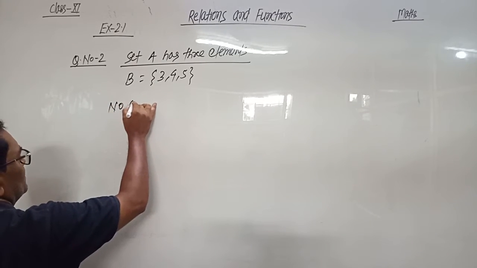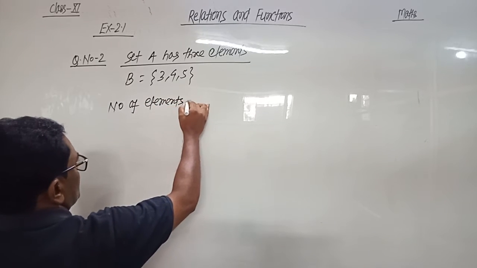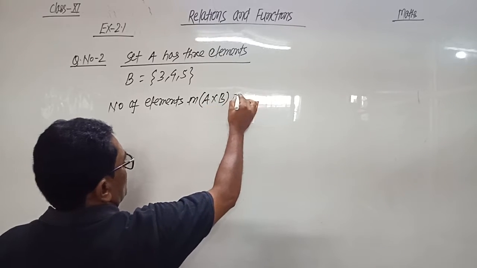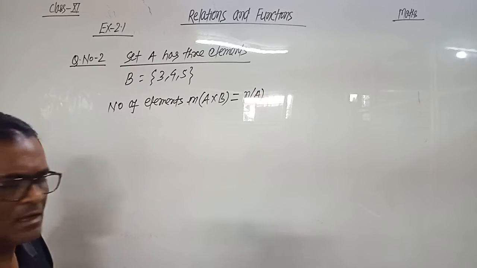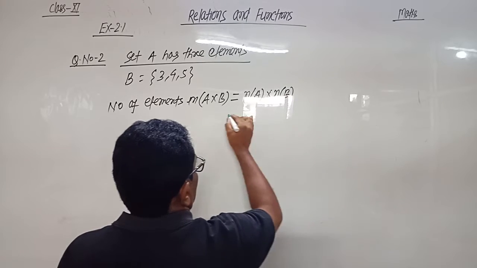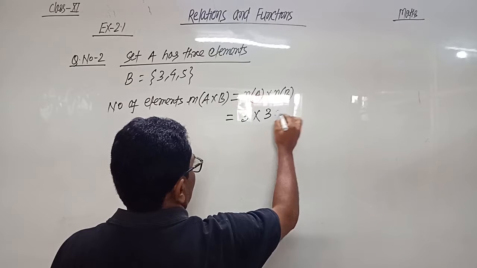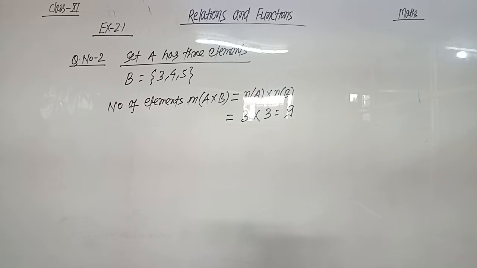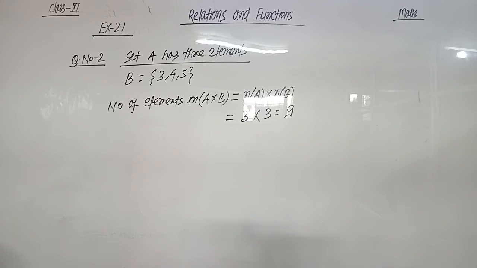So the number of elements in A cross B is found by multiplying the number of elements of set A and the number of elements of set B. Set A has 3 elements and set B also has 3 elements. So the total number of elements in set A cross B will be 9 elements. So the result is 9.